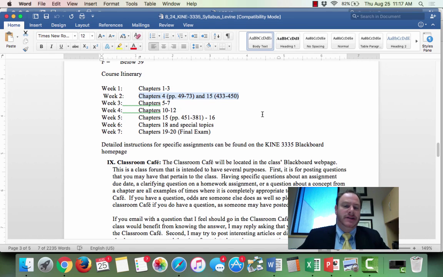And then chapter 15, the last chapter, will be covering what's called negligence basics, because we need to understand what negligence is before we can move forward with chapter 5. So we go to 4, 15, then back to 5, because we're jumping around.